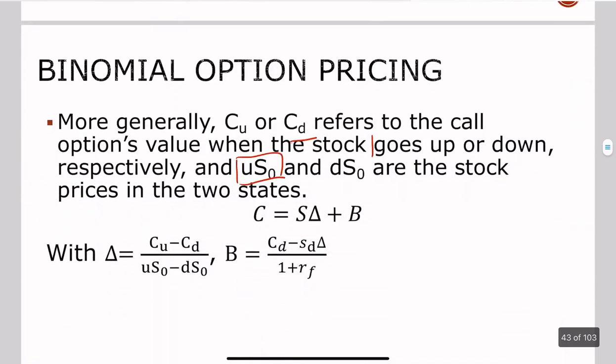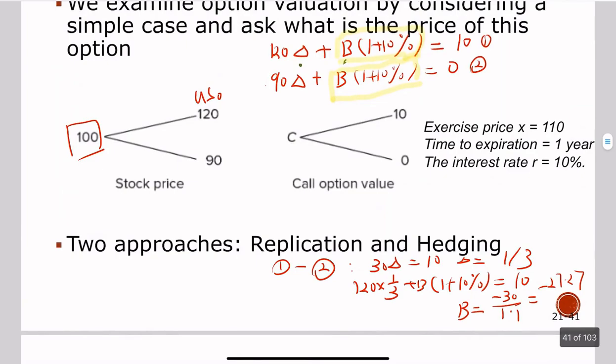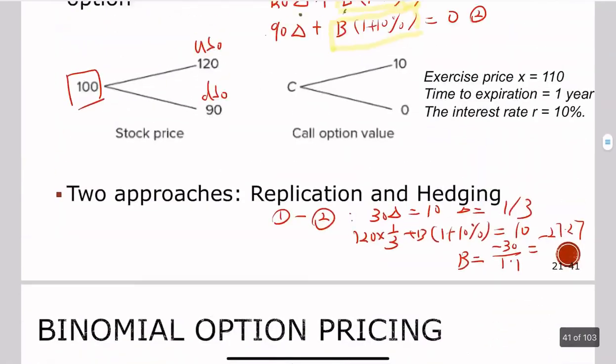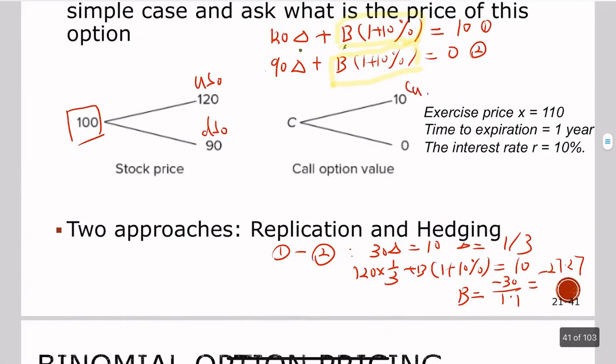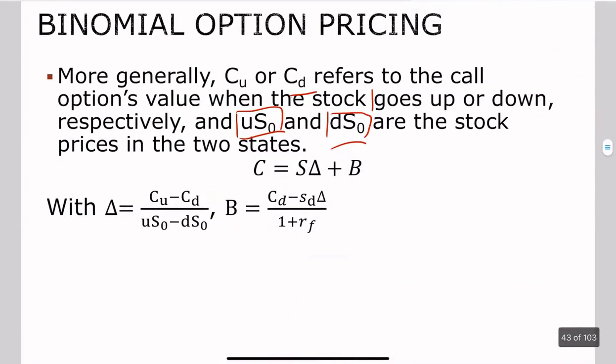What is DS0? D means down. So it's the lower future stock price. So this is DS0. And what is CU here? This is CU. That is the call payoff if the stock price is up. And this is CD. So now we could actually just directly plug in numbers to find out what is delta, what is B.